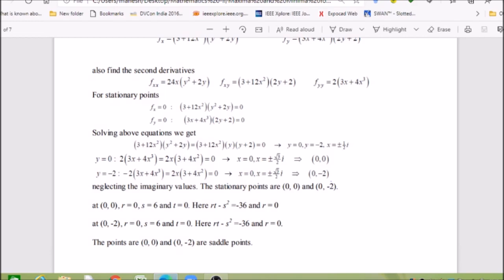So at 0, 0, r is equal to 0, s is equal to 6, and t is equal to 0. So here we get rt minus s square is equal to minus 36, and r is equal to 0. And at 0, minus 2, r is equal to 0, s is equal to 6, t is equal to 0, and rt minus s square is minus 36. And r is equal to 0. So here 0, 0 and 0, minus 2 are saddle points.